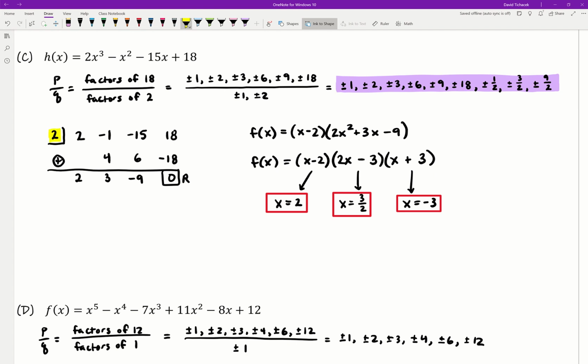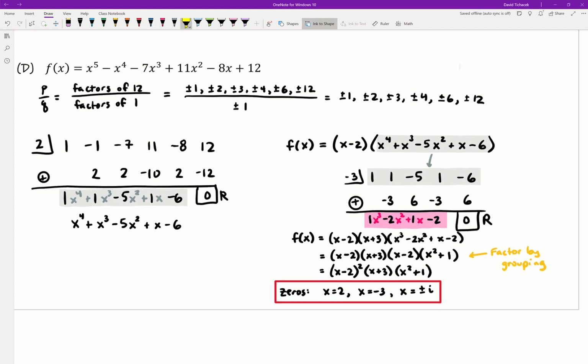And so that positive 2 gives us this algebraic factor right here, x minus 2, and then the leftovers are what we get after doing the synthetic division. And then this turns out to be one that factors pretty nicely here for us, and we get these 3 zeros of positive 2, positive 3 over 2, and then negative 3, okay? And then here in this last example, I've done this one out here as well.